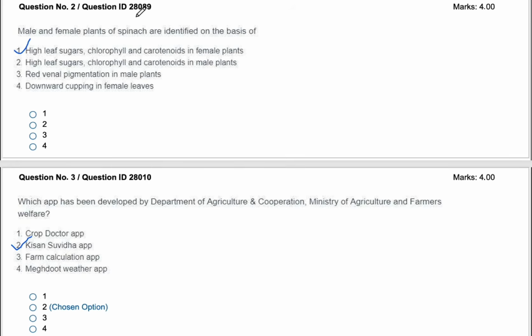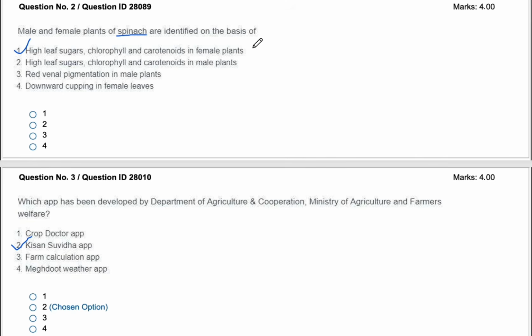Now let's move to the next question: male and female plants of spinach are identified on the basis of dash. Here we have four options: high leaf sugars, chlorophyll and carotenoids in female plants; high leaf sugars, chlorophyll and carotenoids in male plants; red venal pigmentation on male plants; and downward cupping in female plants. So how can we identify the male and female plants? That is the question. The question is focused on a crop, that is spinach.